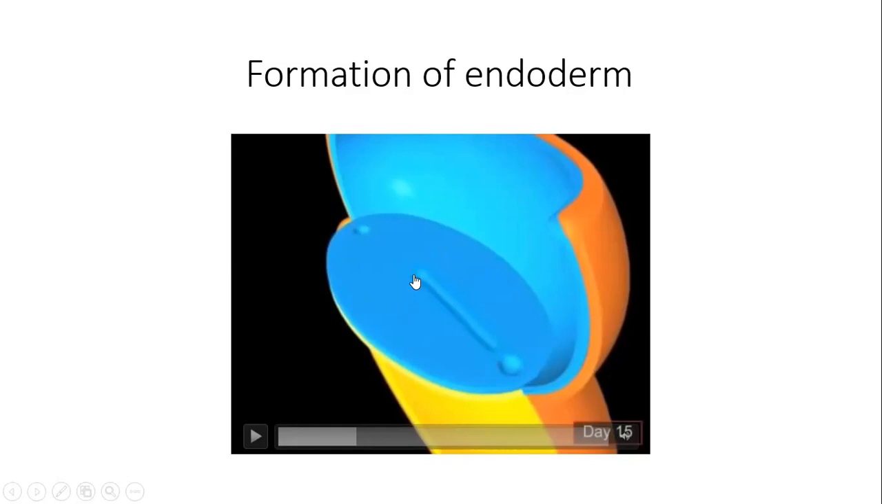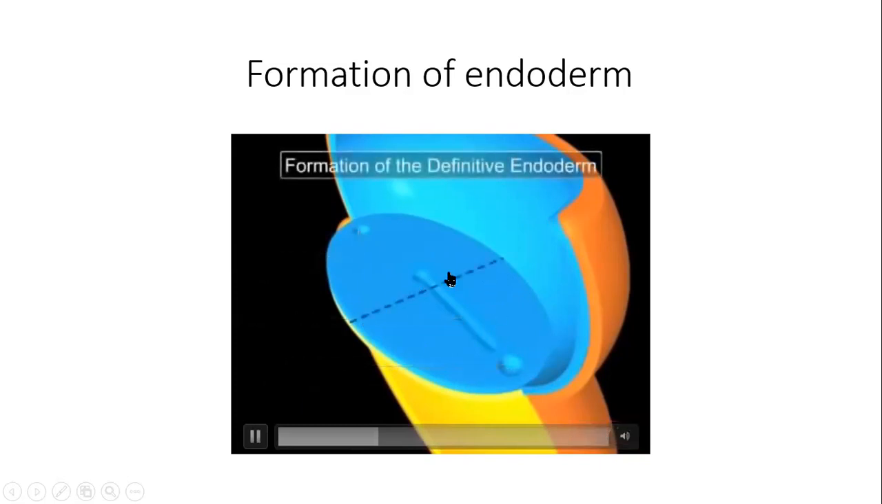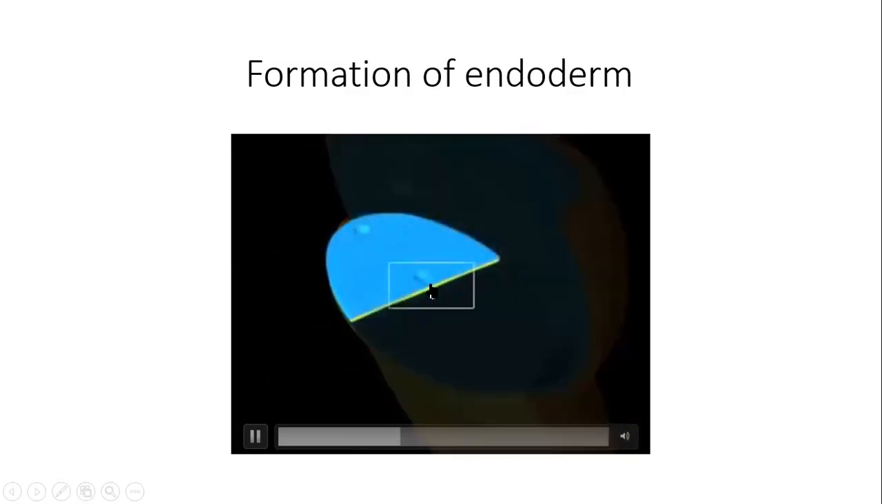So this one is the primitive node or Hensen's node. This one is the primitive groove, right? So this one is the cranial end. This one is the caudal end. So these will be the future oropharyngeal membrane and the future cloacal membrane. Then we will see the cut section at this level, at the cranial end of the primitive streak.